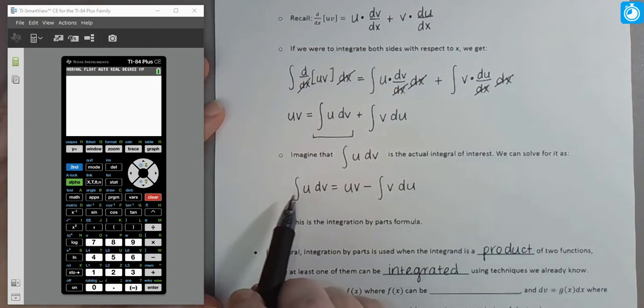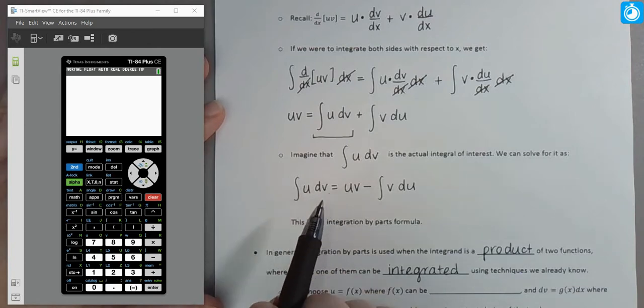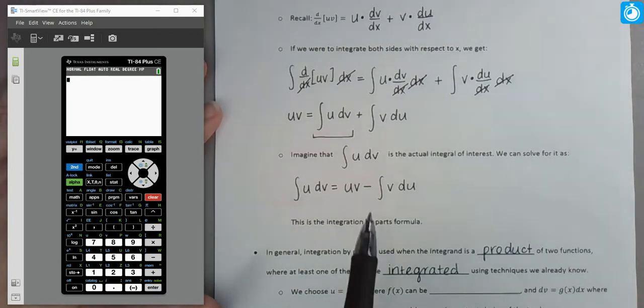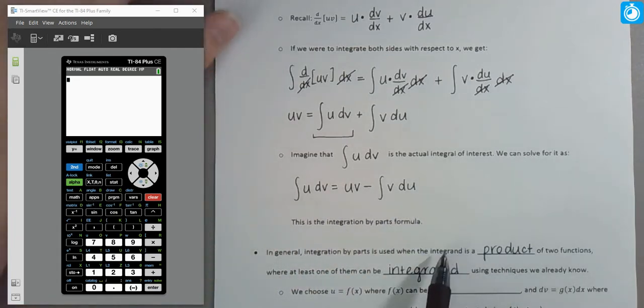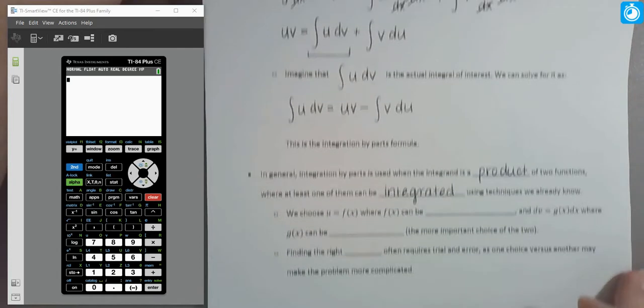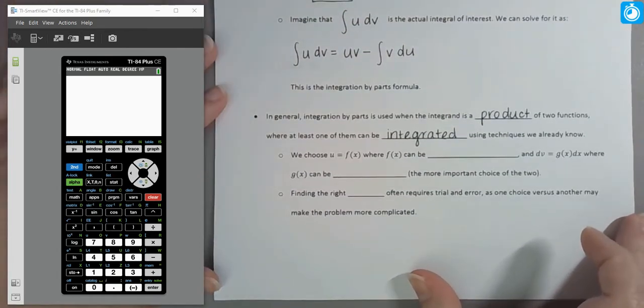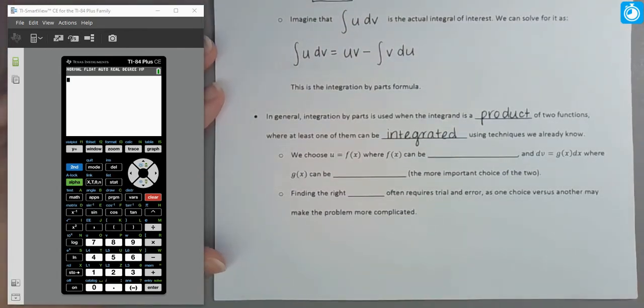If we can take this more complicated integral and break it apart in such a way that the two functions involved will allow us to create a simpler integral, this integral will be one that we can solve for directly. Then that's how this formula is going to work. So the integrand, what we're integrating, is a product of two functions. At least one of them can be integrated using the techniques we already have.